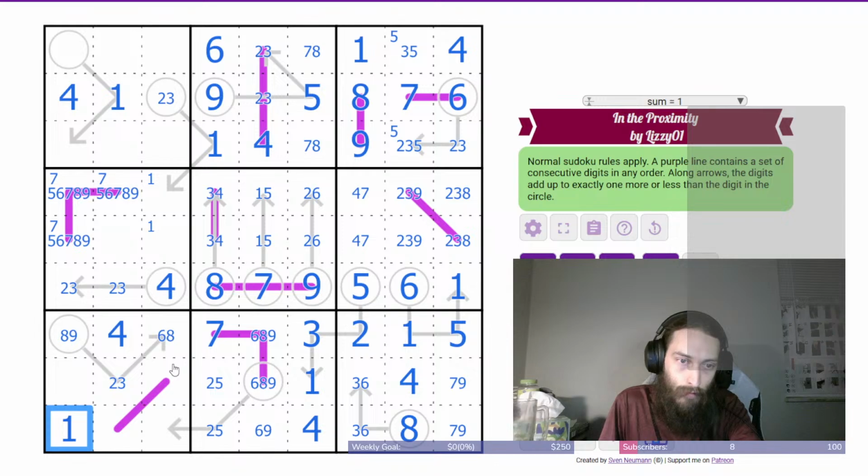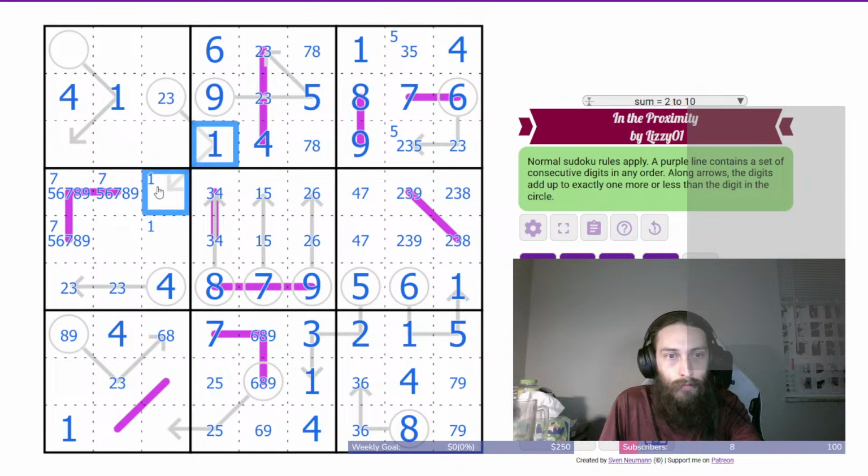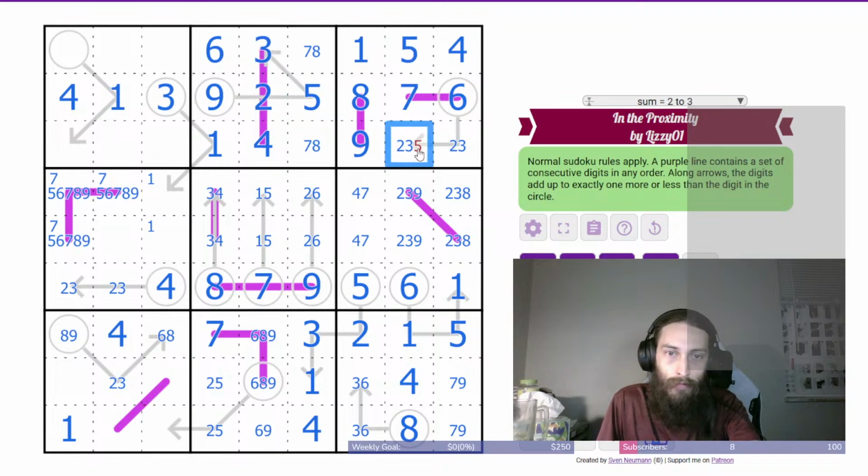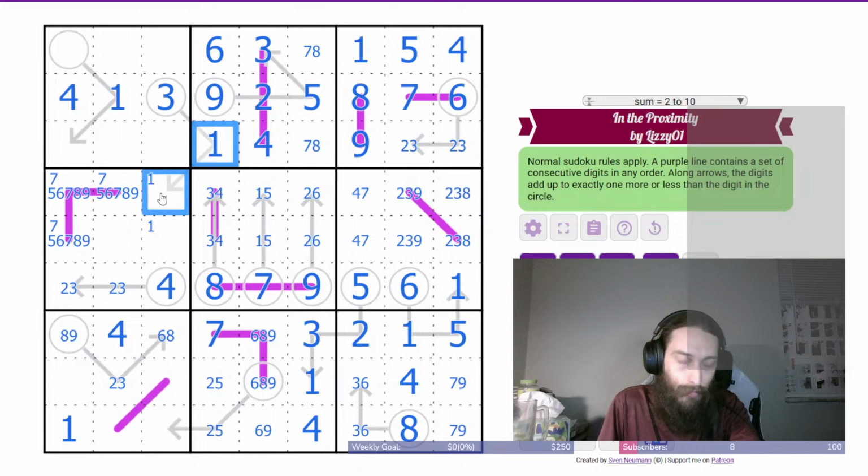The circle in box 1 with the 2 or 3 in it. It can't be a 2 because it would have to sum to 1 or 3. And to be 3, that would have to be a 2, and the 2 would see itself. So that's got to be a 3. So that has to sum to 2 or 4. And it can't sum to 4.